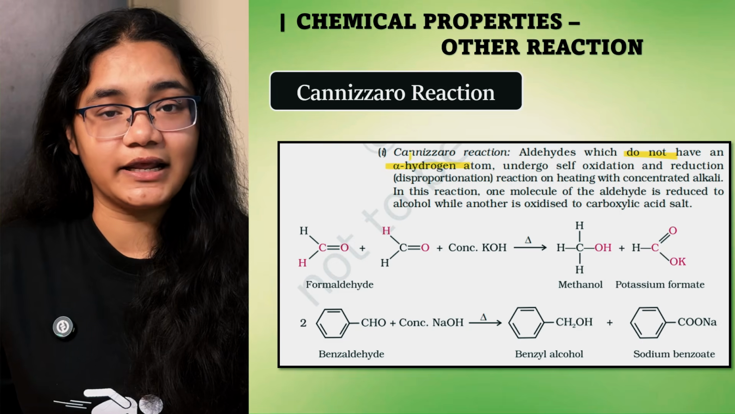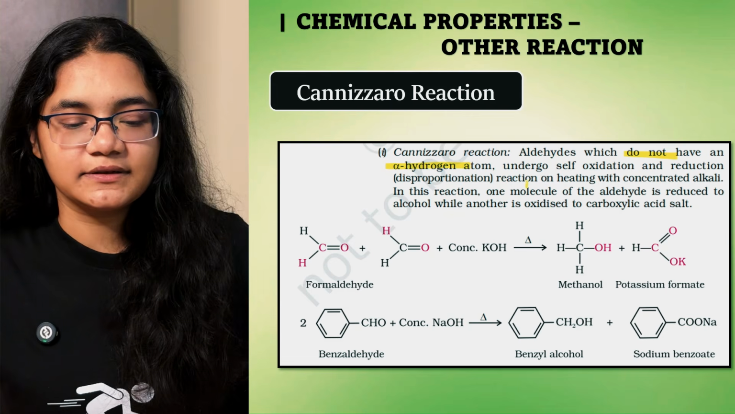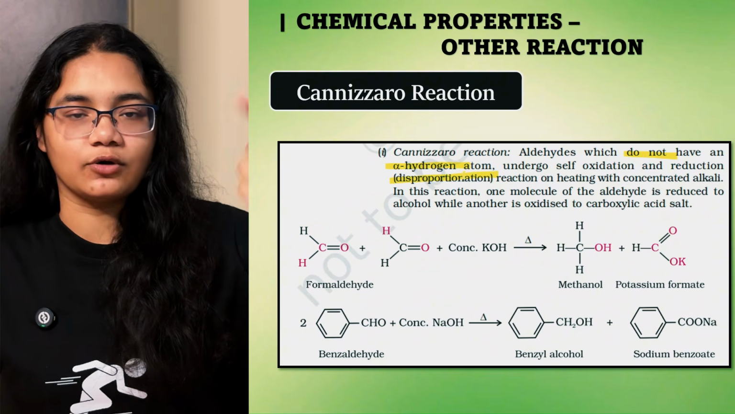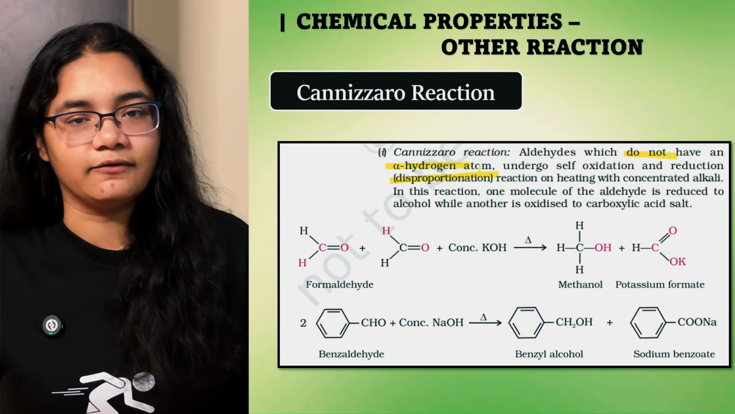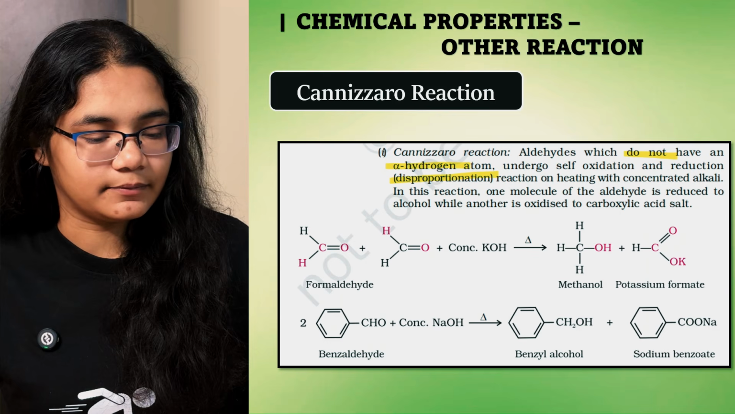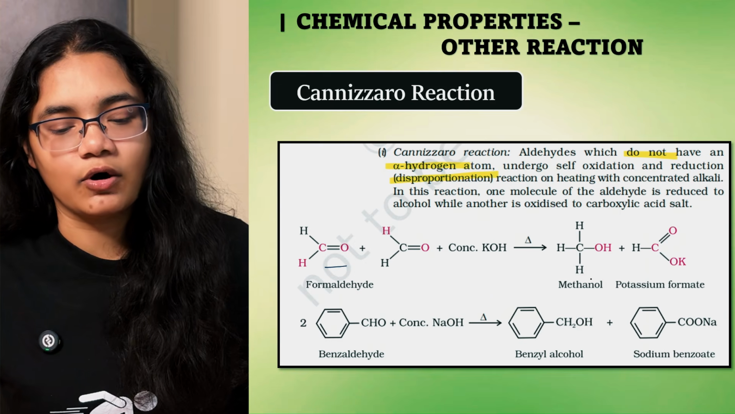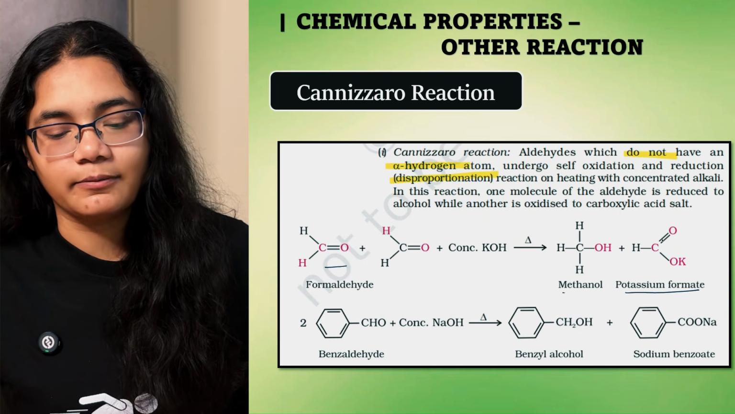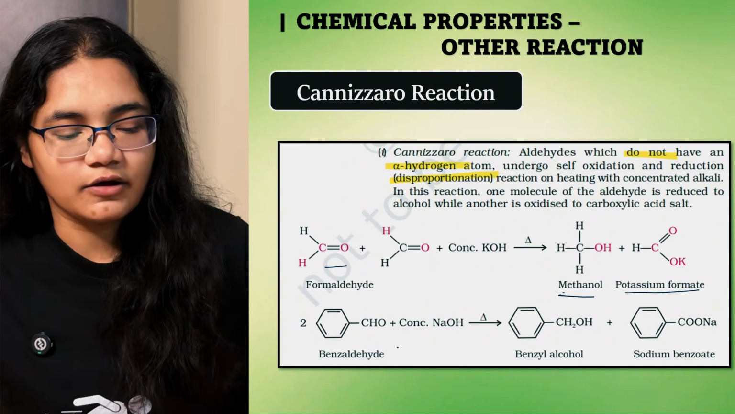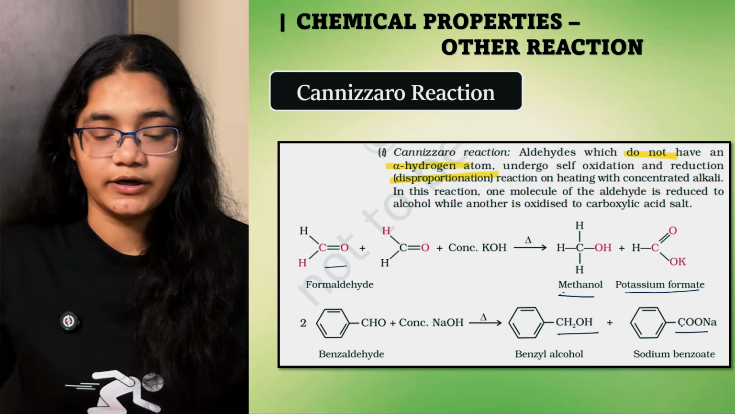Aldol condensation takes place under dilute NaOH, and here the reaction takes place under concentrated alkali. The reactant undergoes a disproportionation reaction, meaning oxidation and reduction. Aldehydes on oxidation give salts of acids, and on reduction give alcohols. You can see an example here. I have formaldehyde, which undergoes oxidation to give potassium formate, the salt of formic acid, and reduction to give alcohol. If you have benzaldehyde, that will give benzyl alcohol and sodium benzoate salt.